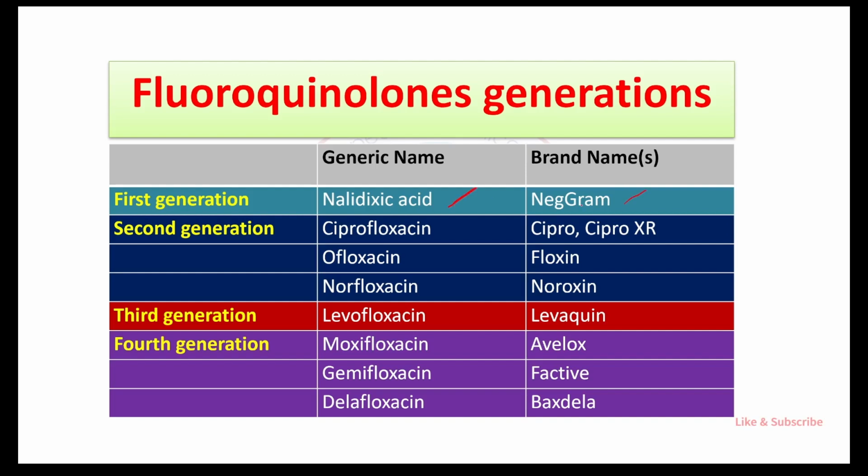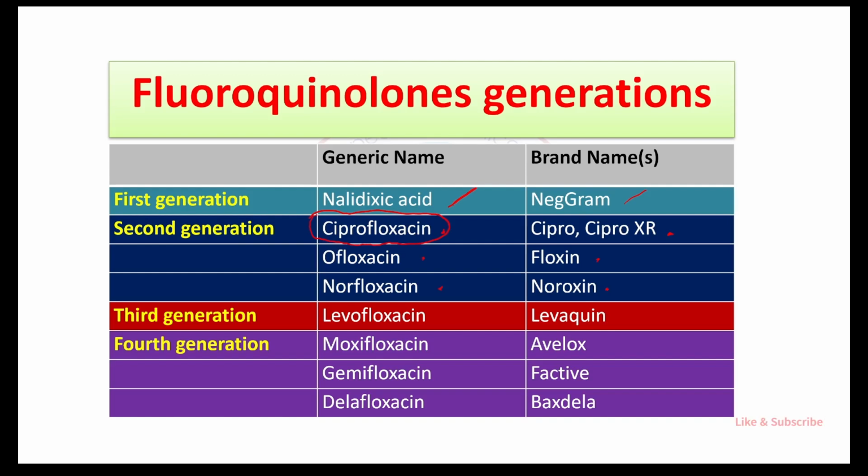For the second generation, we have 3 fluoroquinolones: ciprofloxacin, brand name Cipro or Cipro XR. Then we have ofloxacin, Floxin. Then we have norfloxacin, Noroxin. The main medication in the second generation will be ciprofloxacin, Cipro. So we need to remember the first medication in this generation, ciprofloxacin, the most important prototype.